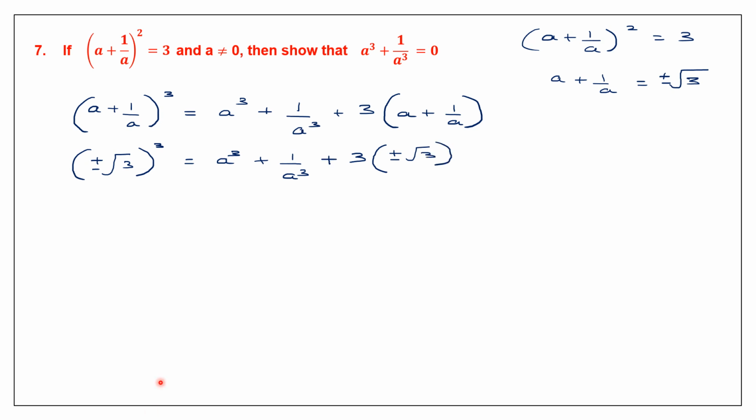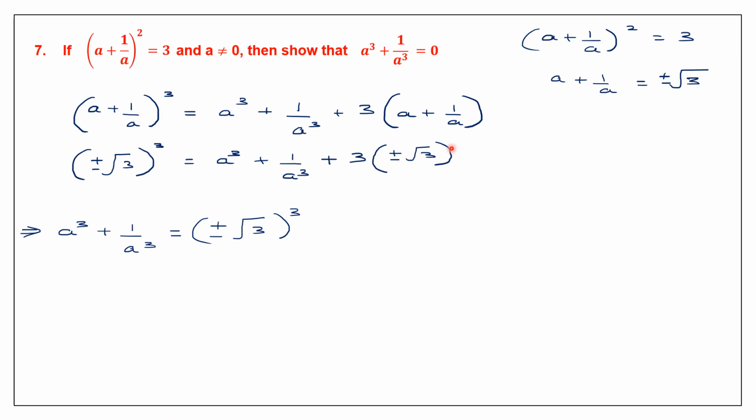Now since I need to find a cube plus 1 by a cube, I'm going to move it to the left hand side. So this is now going to be a cube plus 1 by a cube because this is what I need to find. And on this side I already have this, that is 3 into plus or minus root 3. So I have only moved this to the side, I have not transposed it. So this will remain as it is. Now on the other side of this equal to sign we have this. So let's write that plus or minus root 3 the whole cube.